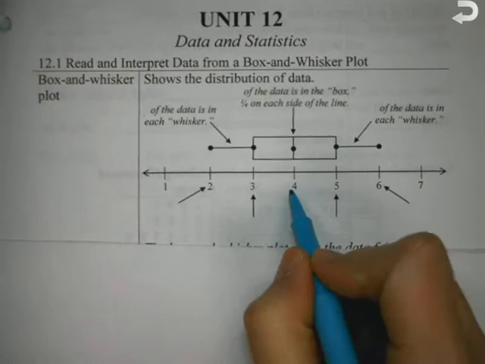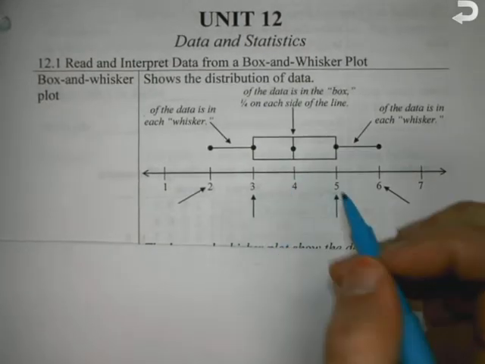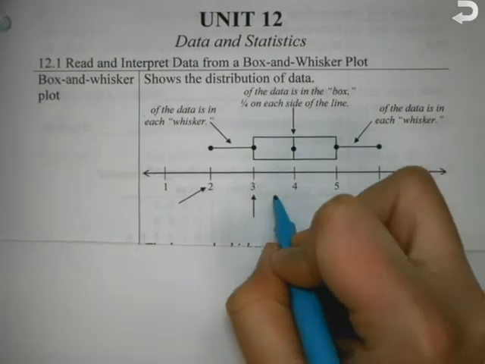Okay, so let's label the different parts of the box and whisker plot. Does anybody remember what the middle part is always called? Median. So this middle part, in this case it's 4, is called the median.